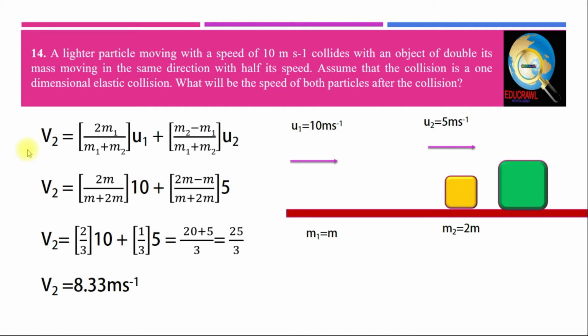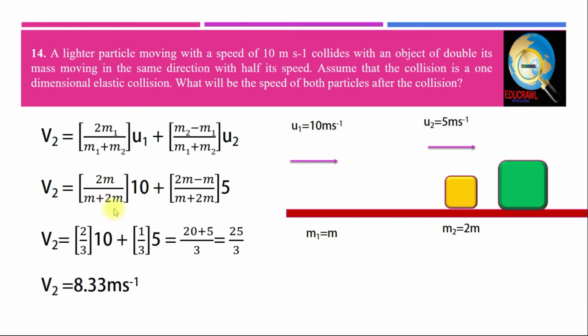Now we have found the value of V1. Next we have to find the value of V2. V2 is given by (2m1 divided by m1 plus m2) into u1 plus (m2 minus m1 divided by m1 plus m2) into u2. Substituting the values of m1, m2, u1, u2, we get 2m divided by m plus 2m into 10 plus (2m minus m) divided by (m plus 2m) into 5.